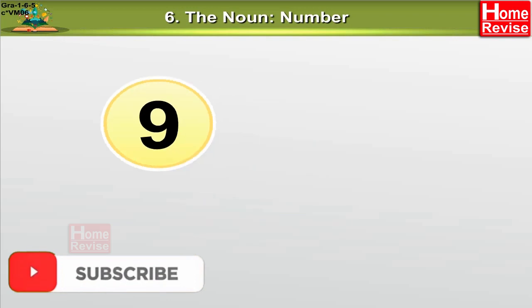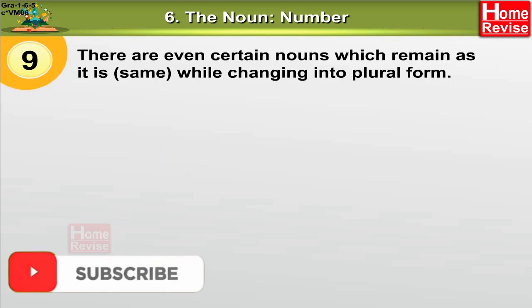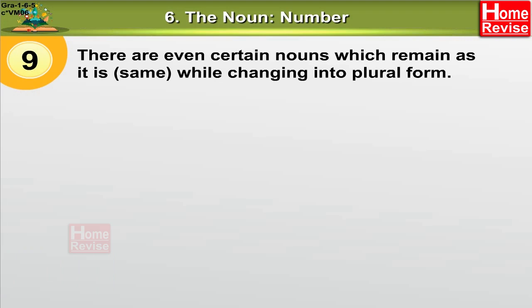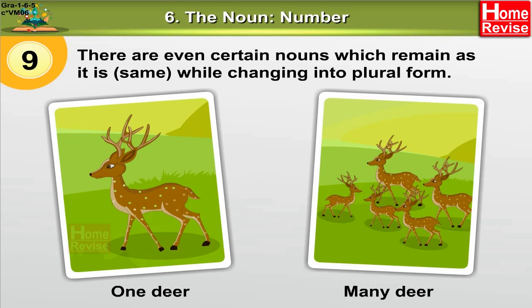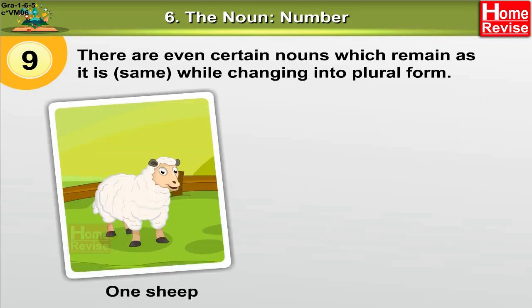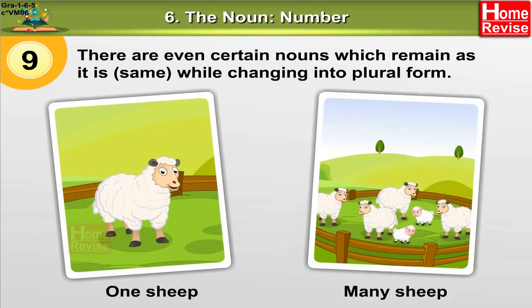Ninth, children, there are even certain nouns which remain as it is. That is, they remain the same while changing into plural form. For example, one deer, many deer. So the deer remains the same. You don't have to add an S or ES or remember anything else. Deer remains deer. Another example, one sheep, many sheep.